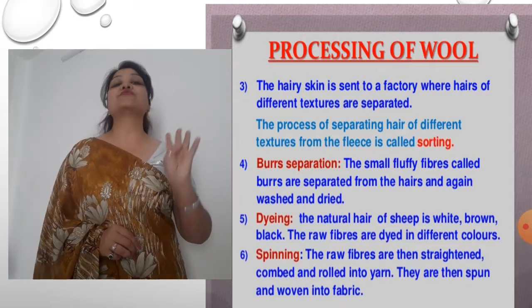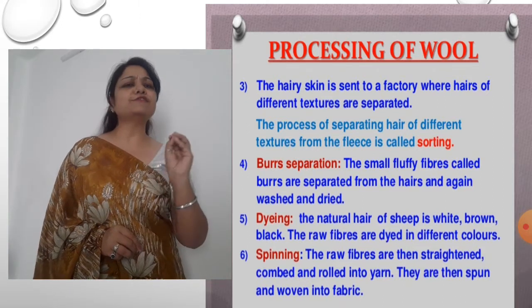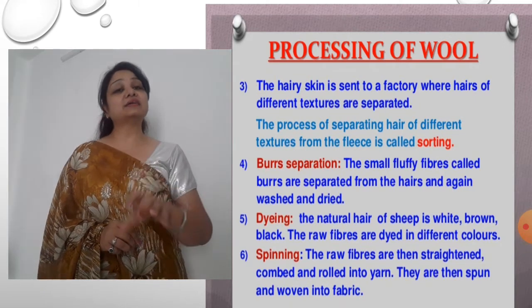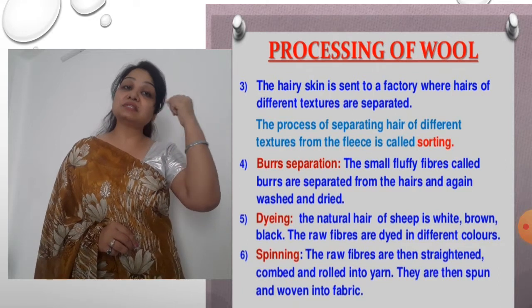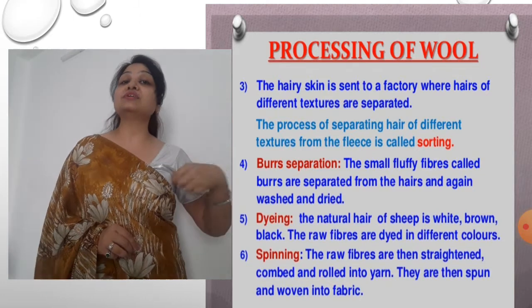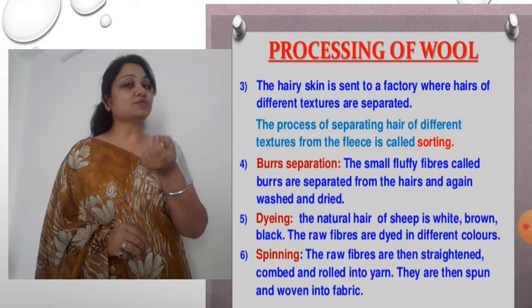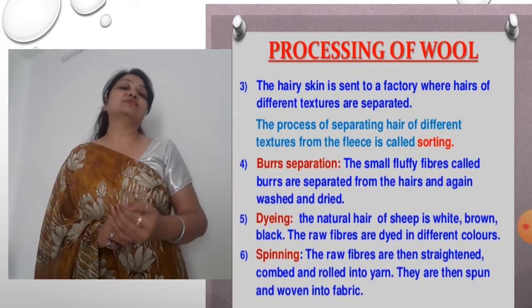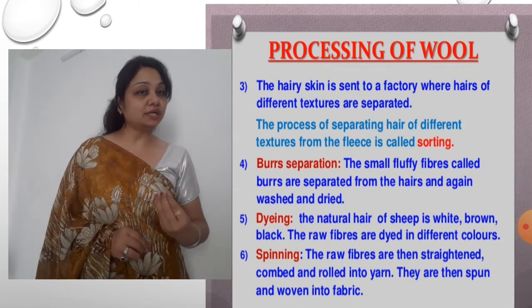Now the fourth step is burr separation. The small fluffy fibers called burrs are separated from the hairs and again washed and dried. Small fibers, like it happens in our hair also, no? We do this combing. So the same burrs are there in that hair also, they are removed and then again it is washed and dried.